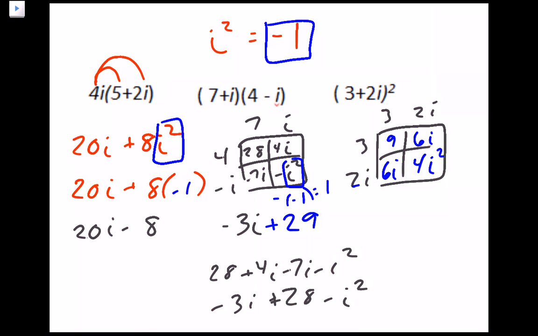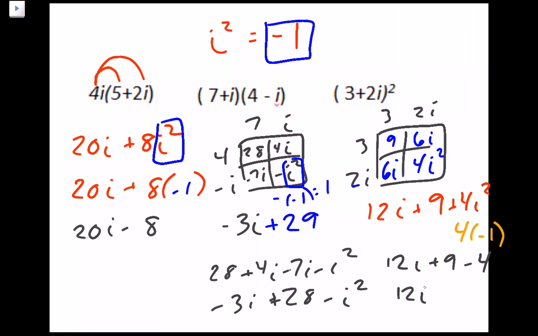So 6i plus 6i is going to give me 12i. And then I have, I'll just do it in a couple steps, 9 plus 4i squared. But wait, what is i squared? i squared is negative 1. So that means I'm going to simplify that to 12i plus 9 minus 4, or 12i plus 5. Or 5 plus 12i, either one. And that's it. Come to class ready to go.